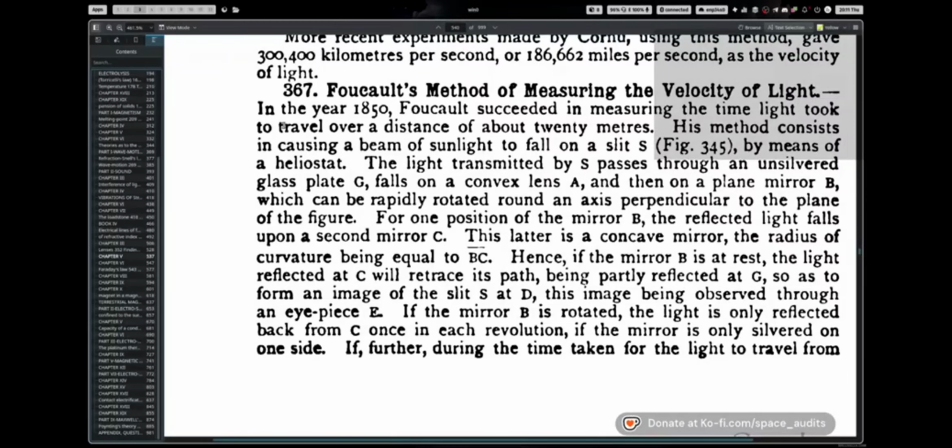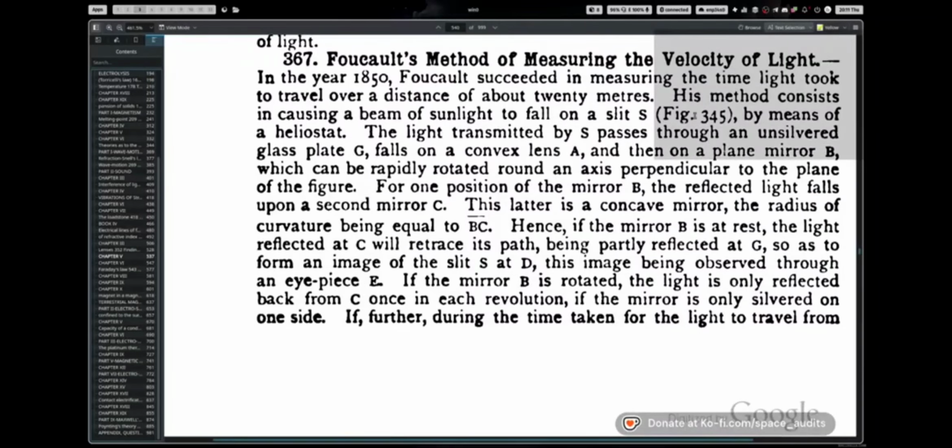Foucault's method of measuring the velocity of light. In the year 1850, Foucault succeeded in measuring the time light took to travel over a distance of about 20 meters. His method consists in causing a beam of sunlight to fall on a slit, as figured in Fig 345, by means of a heliostat.